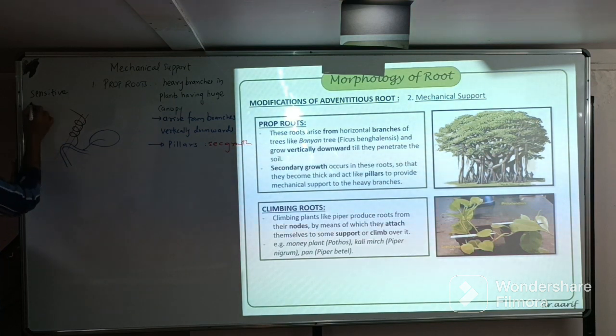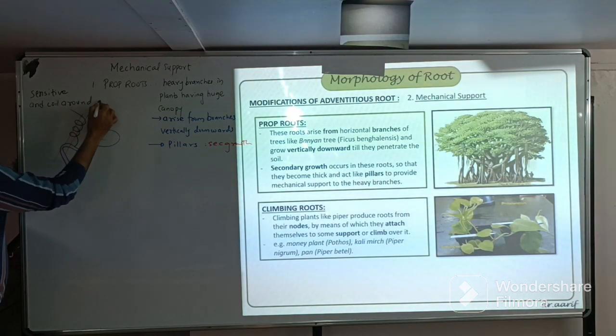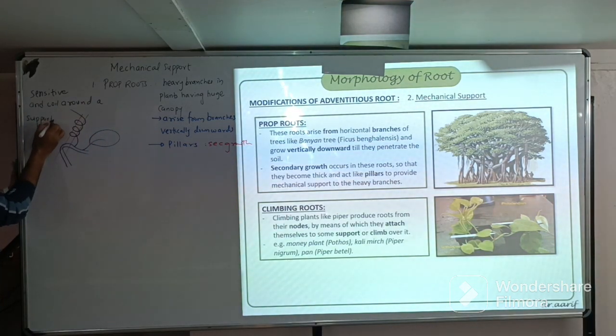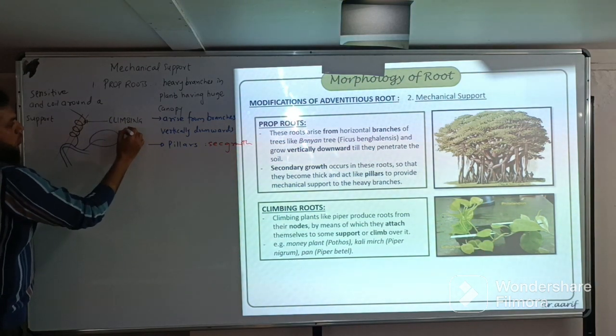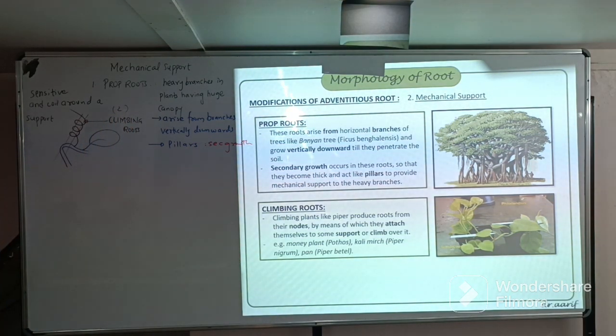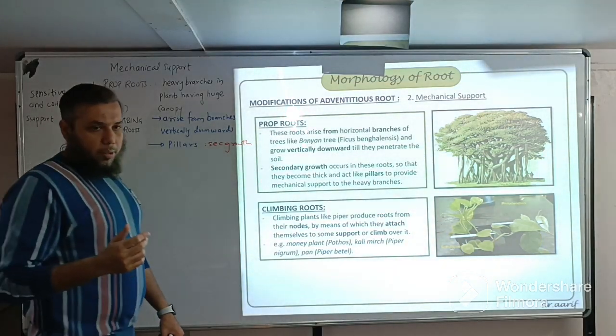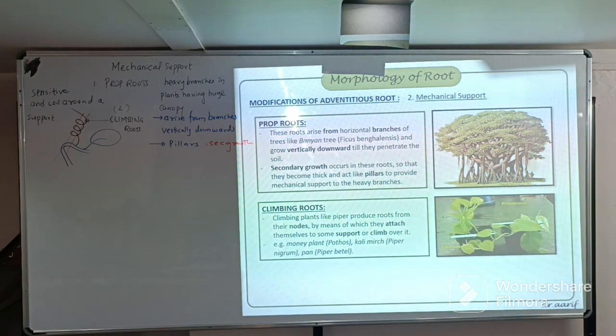Such roots which are sensitive coil around a support. These roots will help the weak stem to climb over a support. That is why I shall call these roots climbing roots. So the second type of modification for mechanical support is climbing roots. And the examples are the ones I have already given you. That is pothos, which is money plant, mentioned over there. Then it is Piper nigrum, that is Kali Mirch, and it is Piper betle, that is Pan.